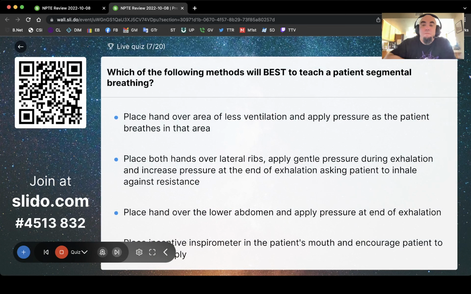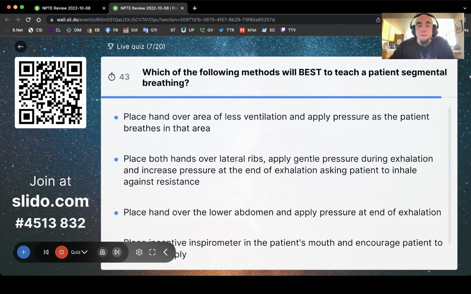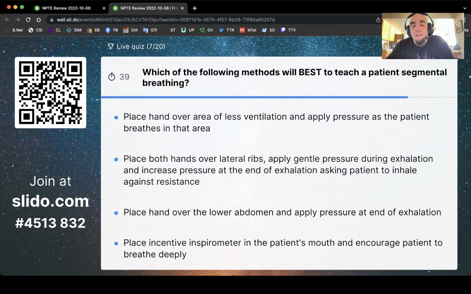Which of the following methods best teach a patient segmental breathing? Place hand over the area of less ventilation and apply pressure as the patient breathes in that area. Place both hands over the lateral ribs. Apply gentle pressure during exhalation and increase the pressure at the end of exhalation, asking the patient to inhale against resistance. Place hand over the lower abdomen and apply pressure at end of exhalation. Place an incentive inspirometer in the patient's mouth and encourage the patients to breathe deeply.